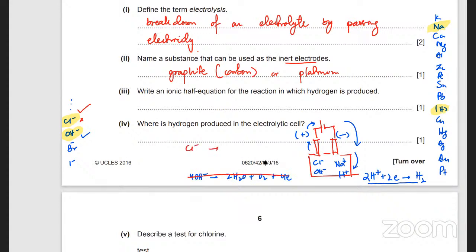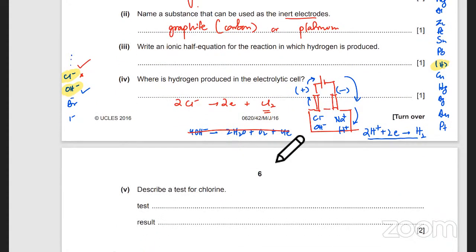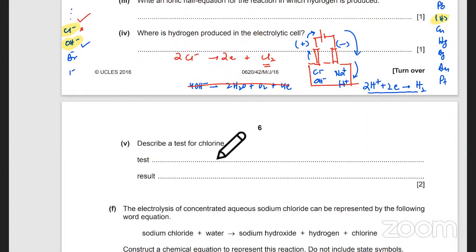In concentrated solution it's always Cl minus 1 that ends up losing electrons, and Cl is also diatomic, so double it. So that's your equation at the anode. Is this clear? What's the test for chlorine?